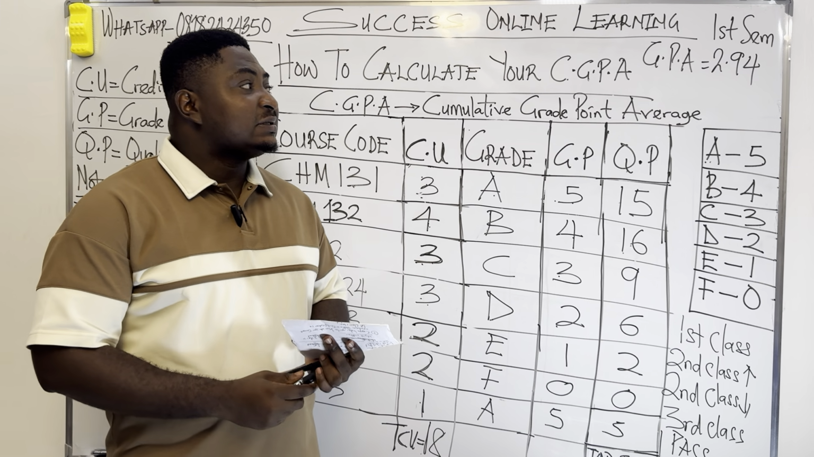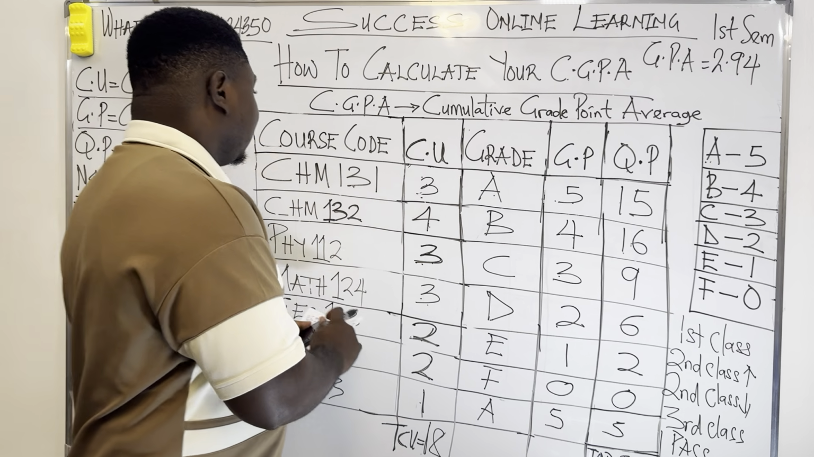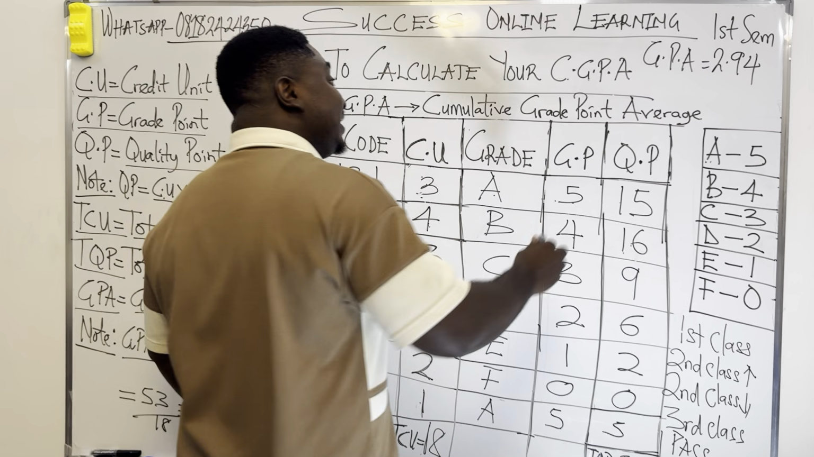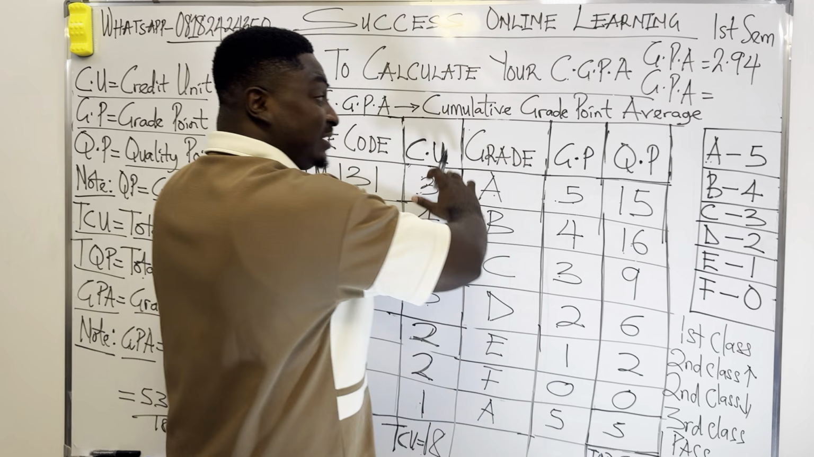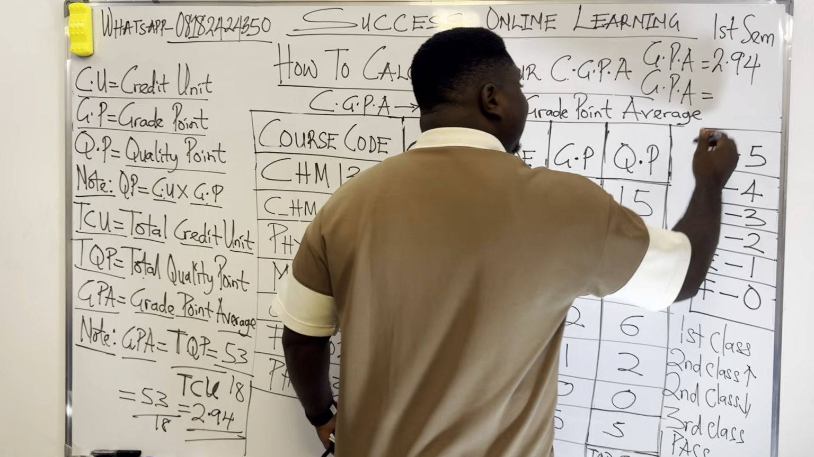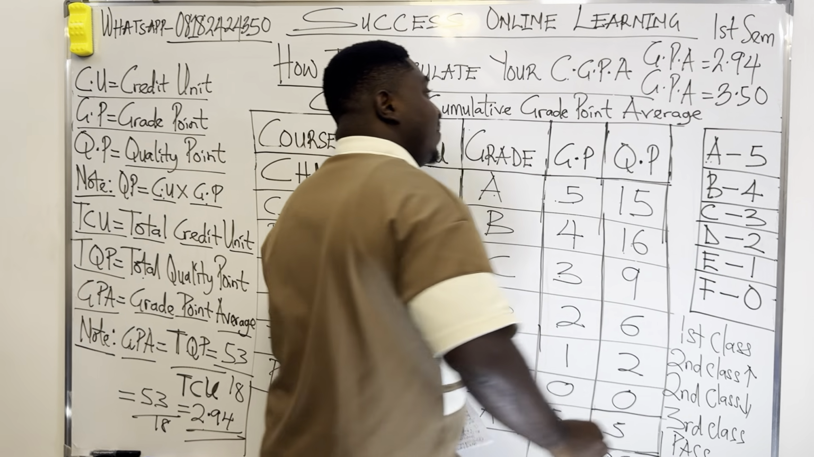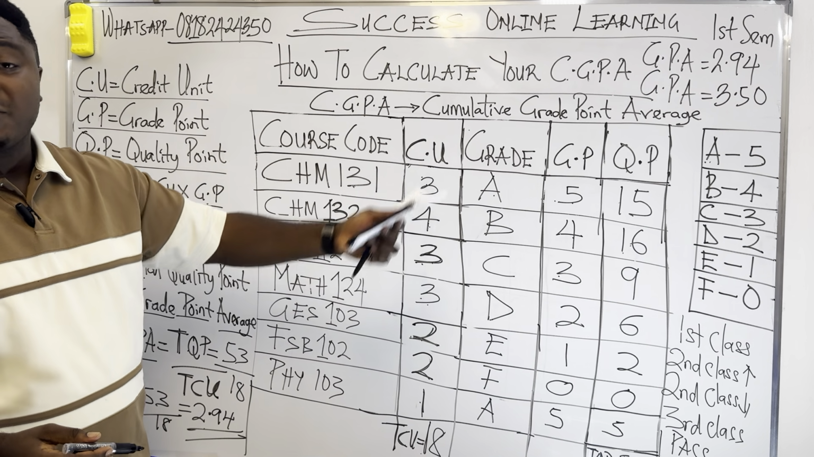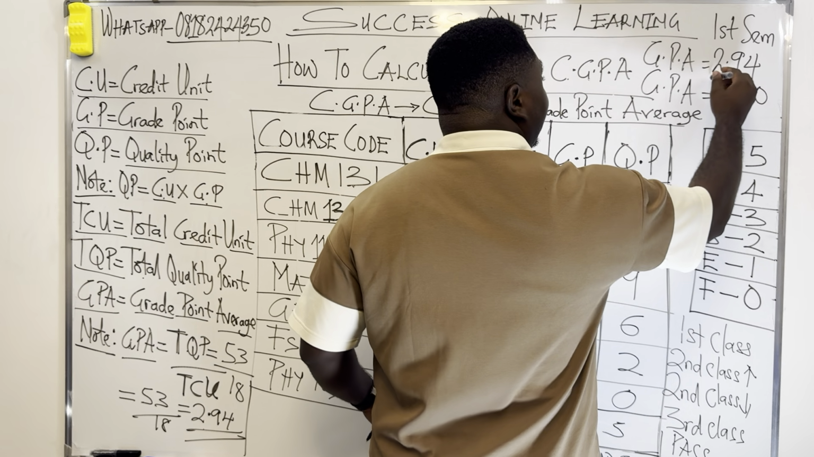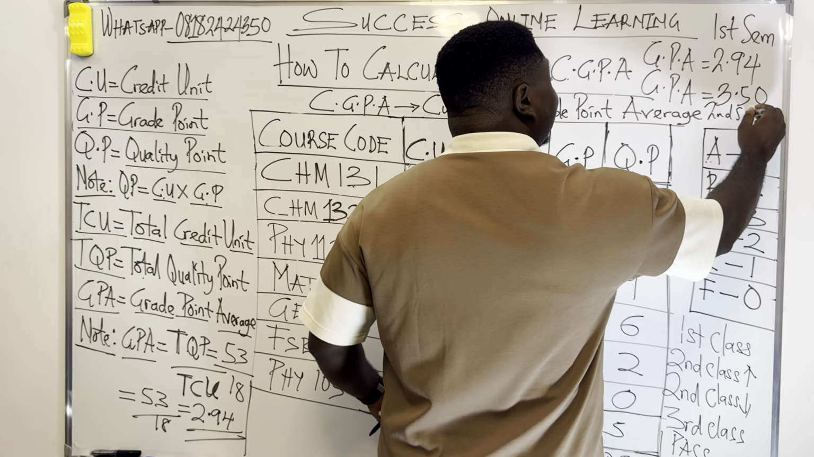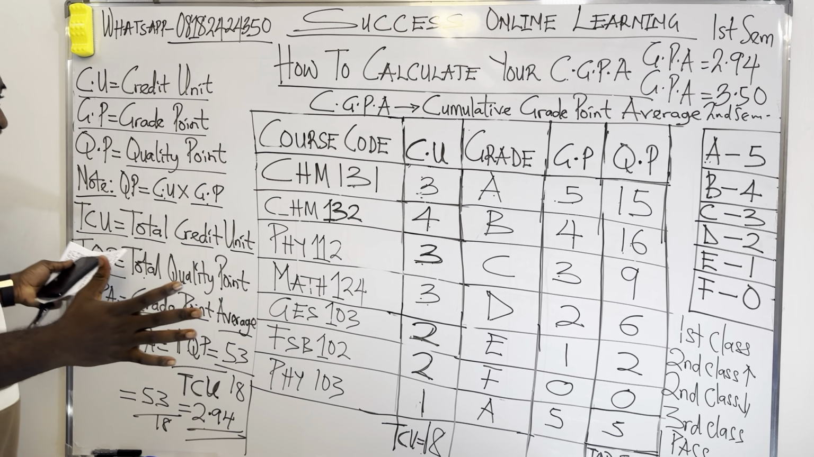So in the first semester, the student came out with a GPA of 2.94. Let us assume that the second semester comes around and, since we now know how to calculate GPA, let us say the student improved in the second semester and got a GPA of 3.50. So the first semester, he got a GPA of 2.94, which you calculated here. The second semester, he got a GPA of 3.50.